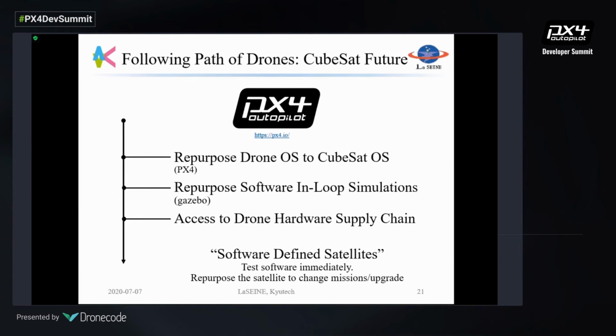So if we were to follow the path and implement what drones used, then we can repurpose the operating system that drones have used. We can repurpose the software in the loop simulations. And since we have access to drone hardware supply, I think the future can be protected that way. If we're following the path that was set by drones, then we can probably talk about software-defined satellites in the future.